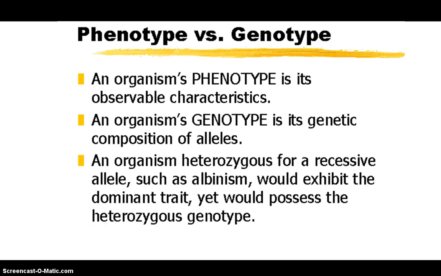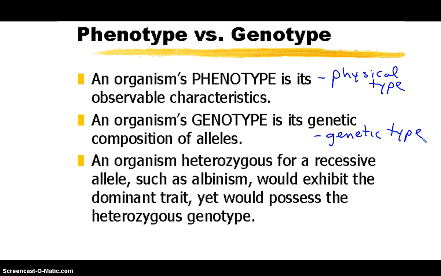An organism's phenotype is its observable characteristics. I like to think of the phenotype as the physical type. It's what we see. An organism's genotype is its genetic composition, and again, I think it's easy to think of the genotype as the genetic type. So it's the actual letters, big A, little a, or big B, little b, big T, that it has.